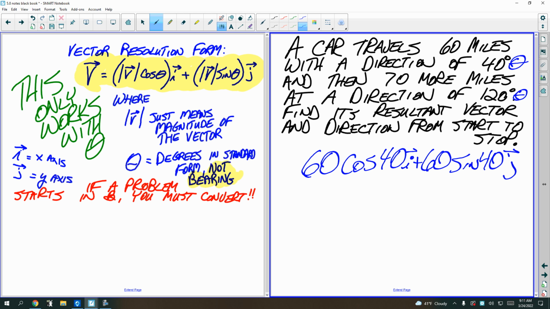distance that it traveled, right? Now I have to go in green, 70 more, direction 120. So 70 goes with 120. 70 cosine 120 i and 70 sine 120 j. Add down.